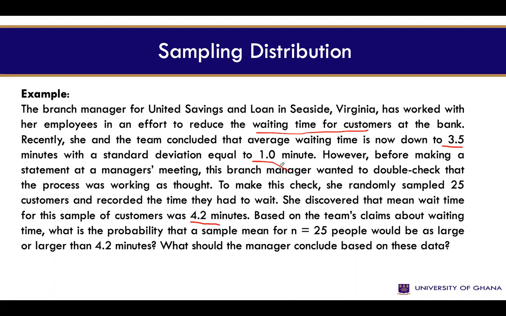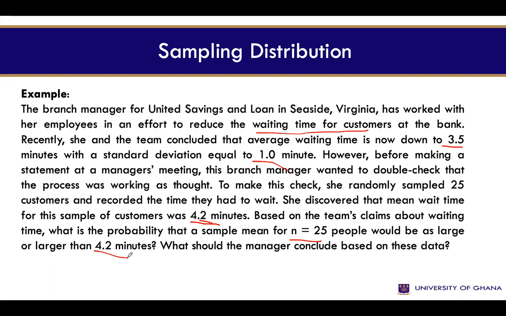So she discovered that the mean wait time out of this sample was 4.2 minutes. Based on the team's claims about waiting time, what is the probability that a sample of n equals 25 will be as large or larger than 4.2 minutes? So you're making a claim that your mean average waiting time is 3.5 minutes, right? And now you pick a sample and the sample is telling you the mean waiting time is 4.2 minutes.